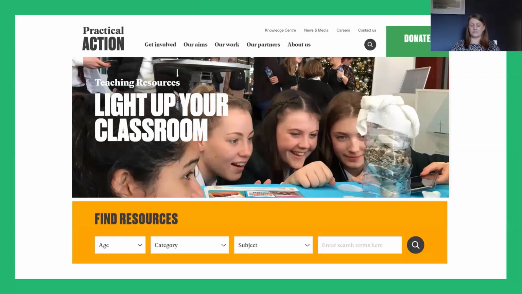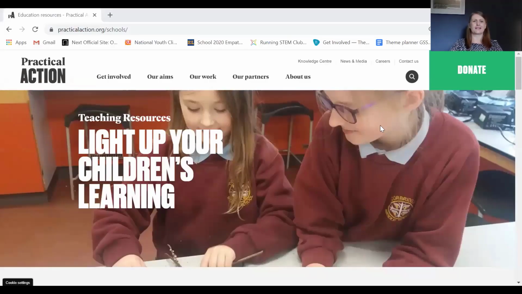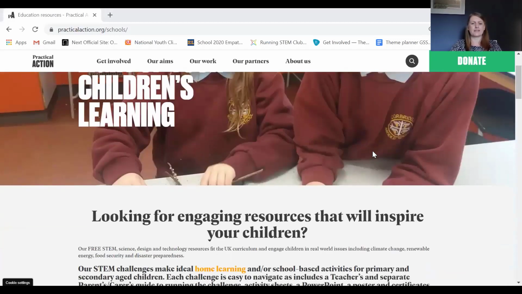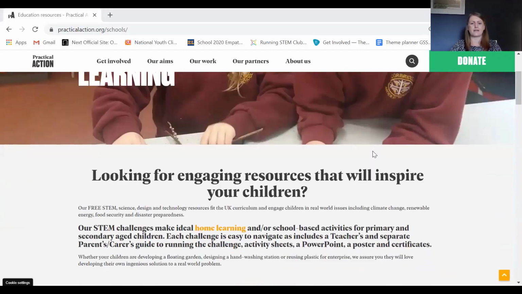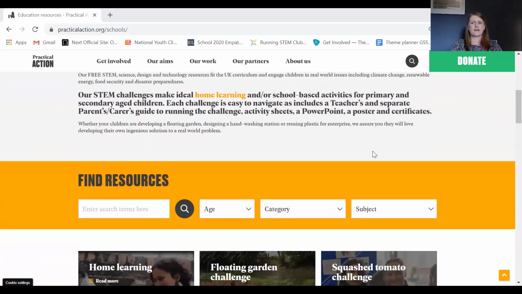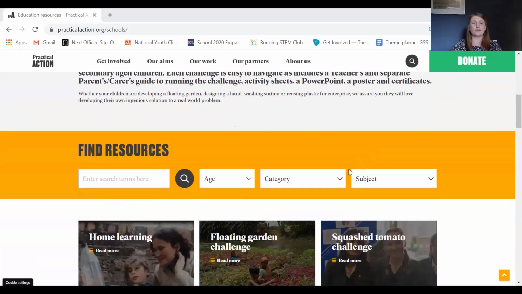Now, we also have the website. Let me show you that now. This is what the website looks like. It's at practicalaction.org/schools. It's really easy to navigate and you can search for the resources that you want for particular sessions and particular activities. So if we scroll down, if you're looking for a specific resource that you know the name of, you can enter the search term here and search directly for that resource.